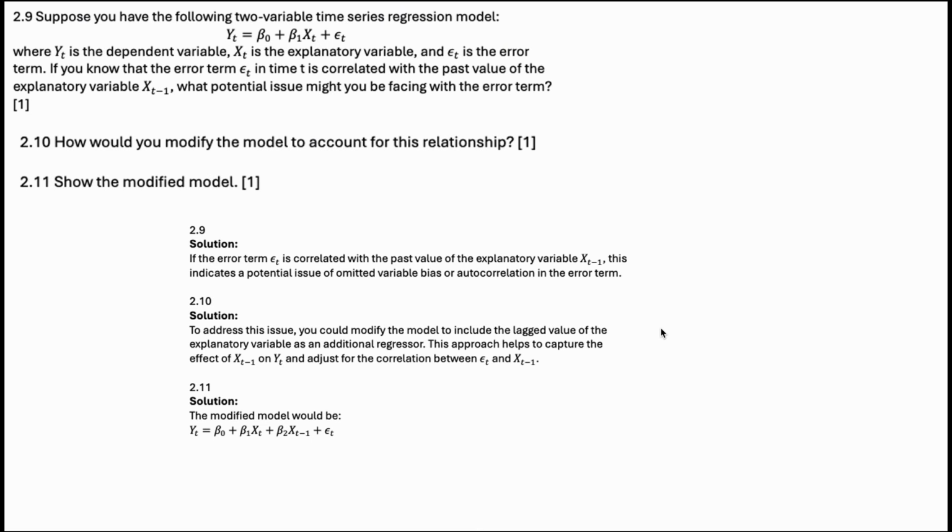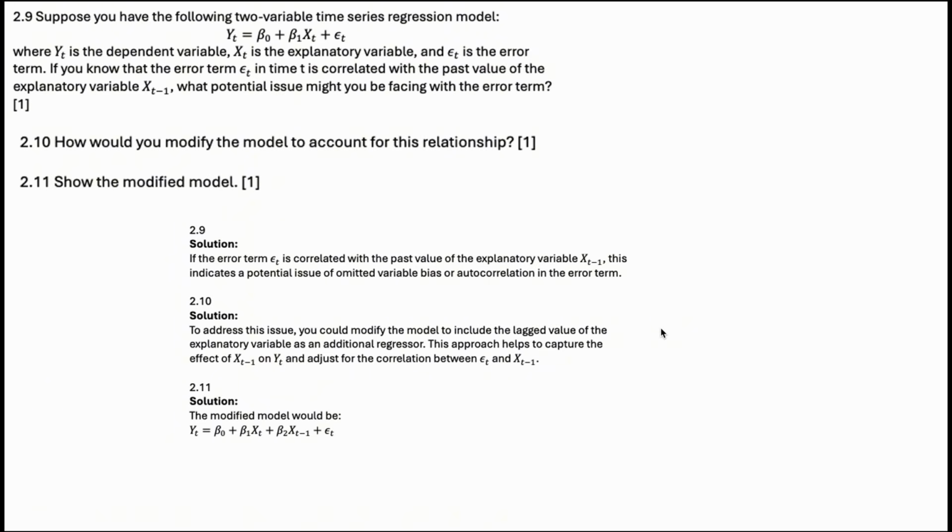Okay. So now, suppose you have the following two variable time series regression model. In year t, the value of the dependent variable y in year t is equal to the constant plus beta 1 times x in year t plus the error term. So y is obviously the dependent variable. If you know the error term is correlated with the past value of the explanatory variable, x t minus 1, what might you be facing with the error term, right?